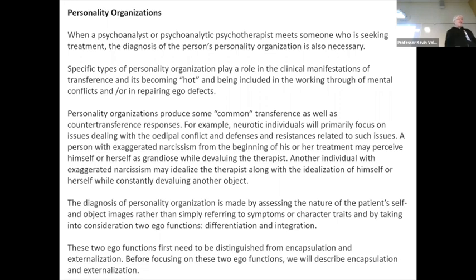The diagnosis of a personality organization is made by assessing the nature of the patient's self and object images rather than just simply referring to symptoms or character traits, by taking into consideration two ego functions, differentiation and integration. These need to be distinguished from things that we call encapsulation and externalization. So let's describe what these are. Encapsulation and externalization first.